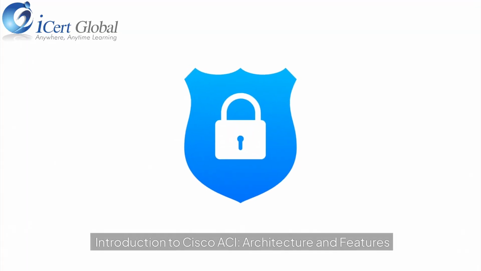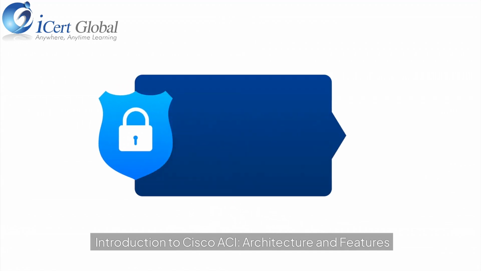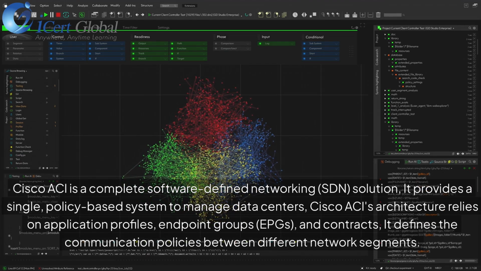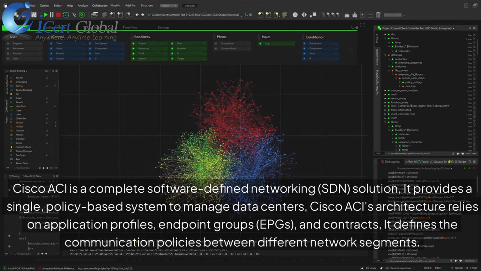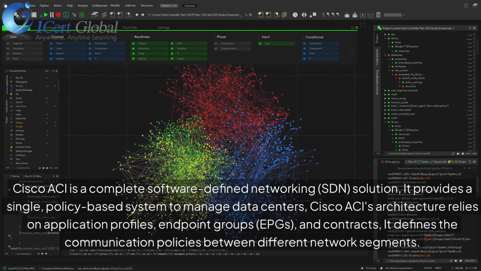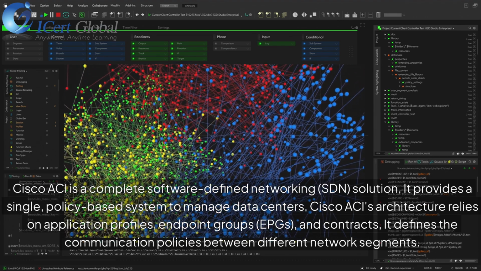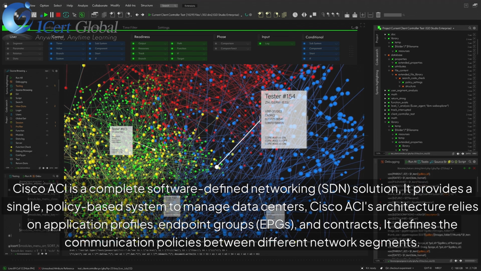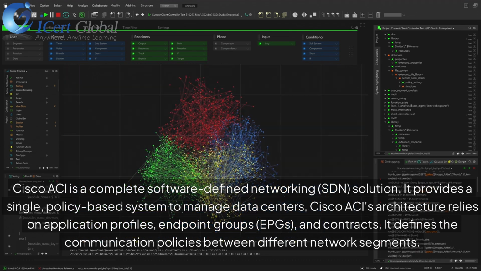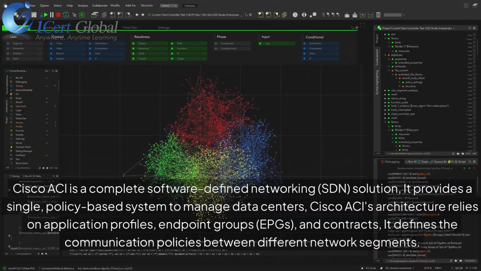Introduction to Cisco ACI. Architecture and features. Cisco ACI is a complete software-defined networking (SDN) solution. It provides a single, policy-based system to manage data centers. Cisco ACI's architecture relies on application profiles, endpoint groups (EPGs), and contracts. It defines the communication policies between different network segments.